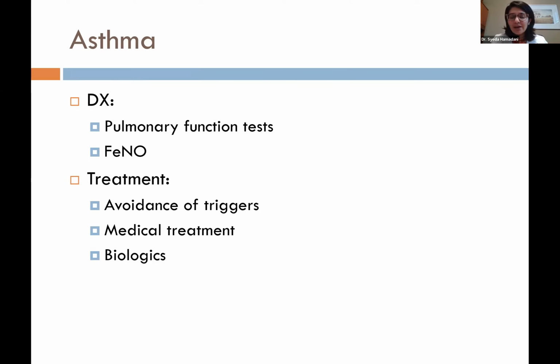If I have patients that are very hard to control with medications and avoidance of triggers, then I start talking with them about our different biologic options. There's lots of different biologics on the market now, but the more common ones we use in practice are Xolair, Fasenra, Dupixent, Nucala, and they're really good medications.